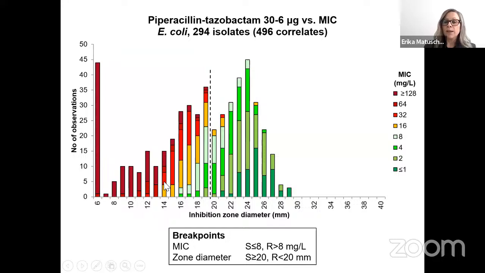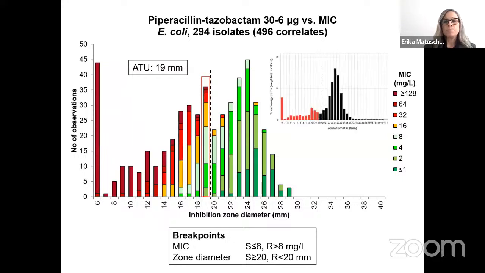So we do have a good correlation, but we do not have a good separation because the susceptible and resistant populations overlap. We decided to put the breakpoint here at more than or equal to 20 and have only very few false susceptible results. We wanted the ones at 19 to be reported resistant, but as you can see, there are still quite many results that are susceptible here at 19. So that is also the ATU, the area of technical uncertainty, where it might, if possible, be relevant to perform broth microdilution.